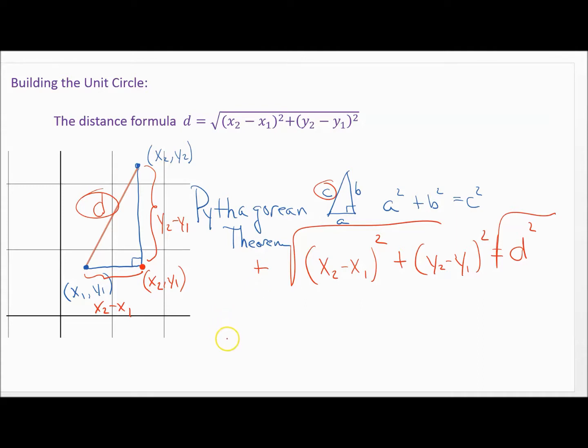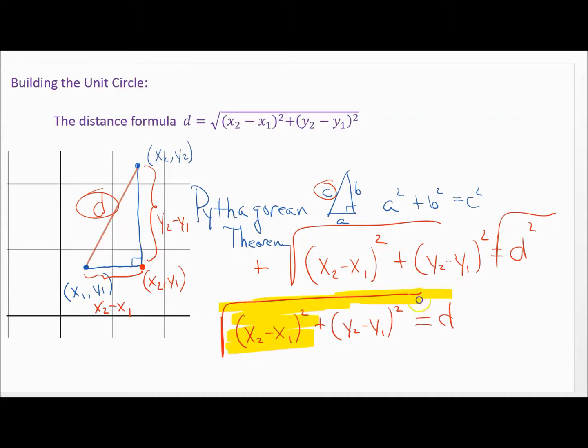So right now we have the square root of x2 minus x1 squared plus y2 minus y1 squared, and that equals d. And y'all, what this is, I'm going to highlight it for you, is the distance formula. So notice we haven't mentioned a circle at all yet. We just proved the distance formula. And I have it written up here already. We started with the distance formula, but I wanted you to see where that comes from. And it comes from the Pythagorean Theorem.